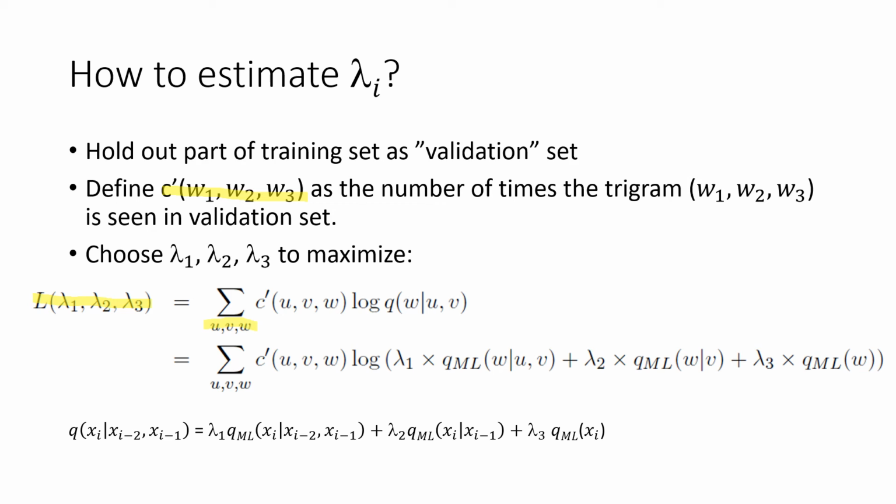C prime, the number of times the trigram is seen in validation set, and the log of our Q term. So from the previous slide, we used the linear interpolation to define these Q terms. By using this equation, we can plug it in here. So we have the dependency on all of our lambdas, and then by using some kind of optimization technique, we can try to maximize this L function, which also corresponds to minimizing perplexity.